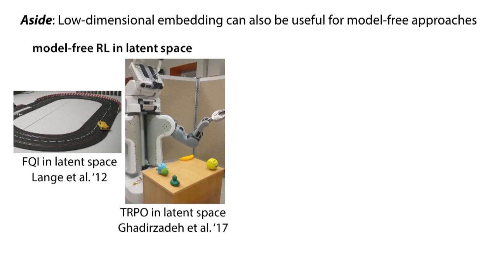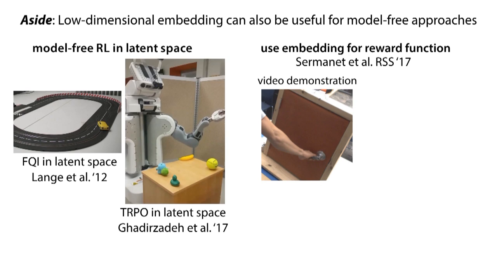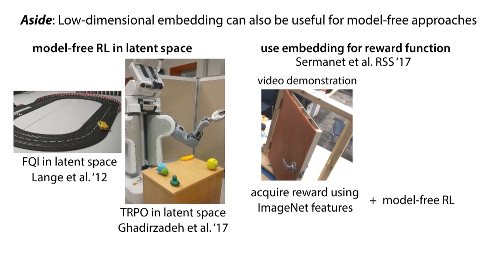Another thing that you can do with latent spaces is that you can use them for a reward function. There was a paper by Pierre Sermanet this year that was able to learn this. He took a video demonstration, a video of a human opening a door, acquired a reward function using features that were trained on ImageNet, then ran model-free reinforcement learning using this reward function, and had a robot learn how to open a door using that reward function.